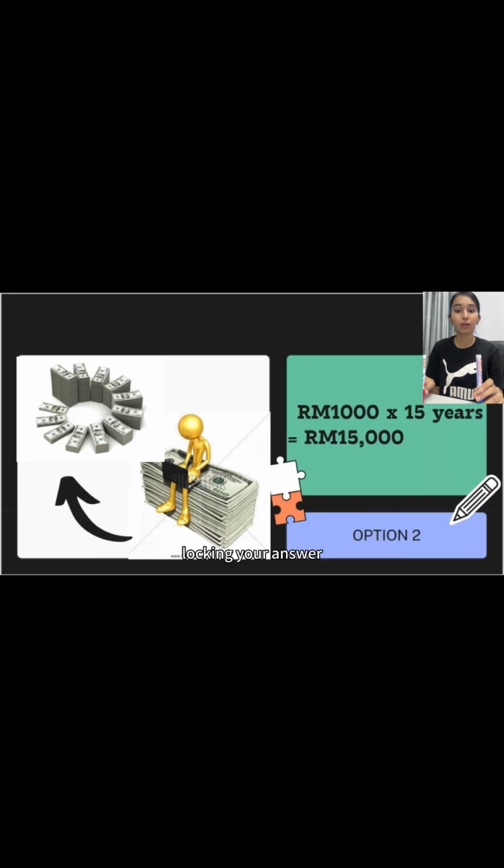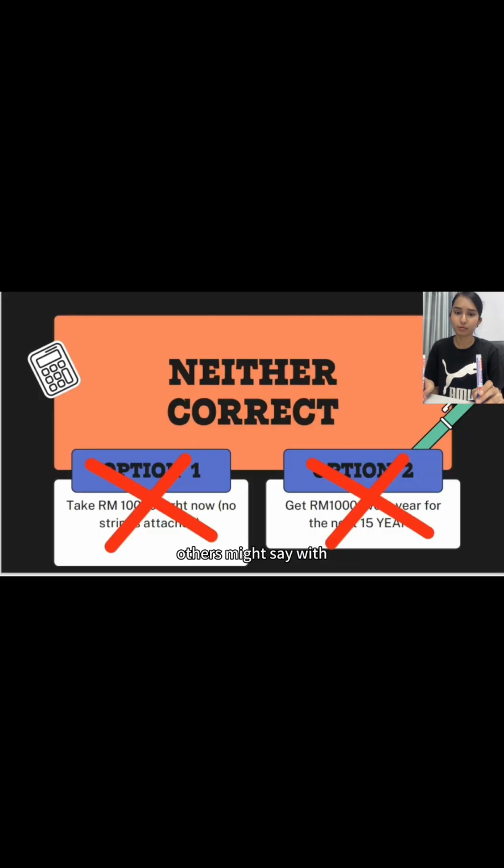Think about it. Lock in your answer. Now, some of you are thinking, duh, 1000 right now. Others might say, wait, 1000 every year adds up to 15,000, right? So that's better. But here's the twist. What if I told you that both of these choices might be wrong? What if there's a way to grow your money even more without doing anything extra?